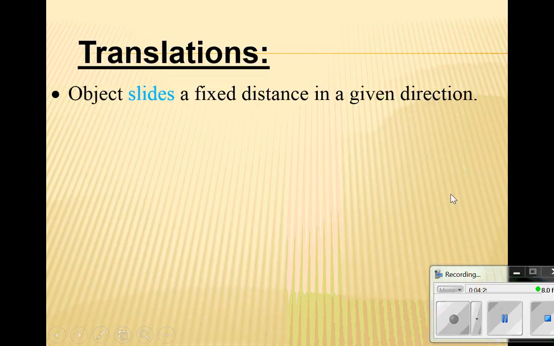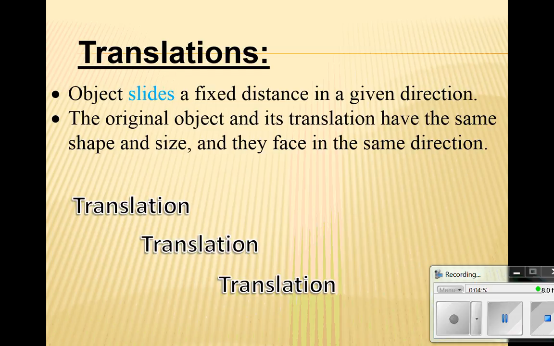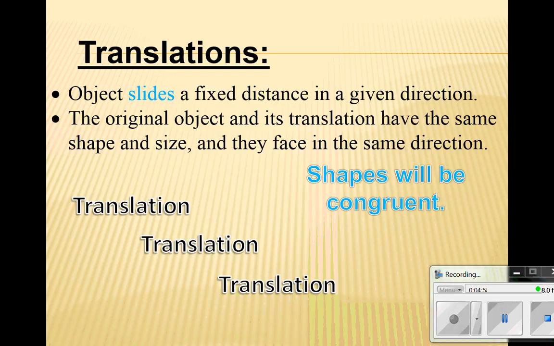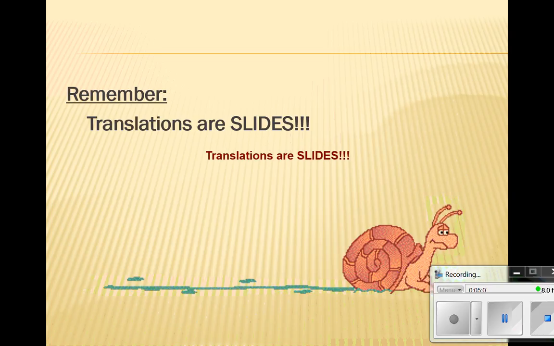A translation is when the object slides, but it's going to slide a specific distance and a specific direction. The original object and the translated object will stay the same shape and size, and they will continue to face the same direction. You see the translation, the word is moving to the right and down, to the right and down, but nothing is changing. It's just sliding over. So the shapes will be congruent. And remember, translations are when the image slides.